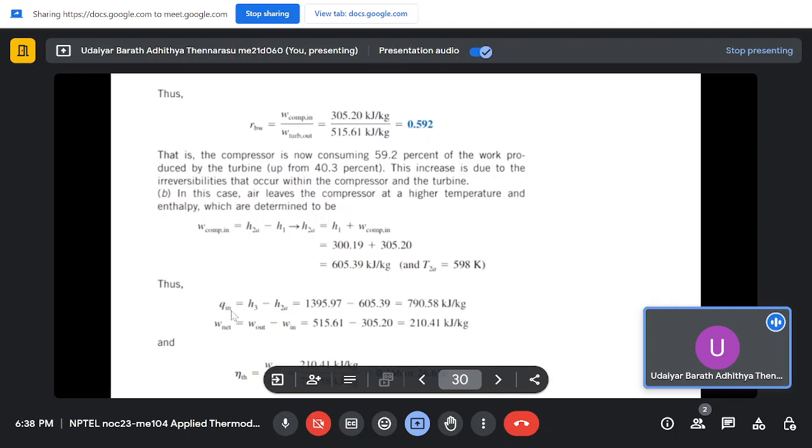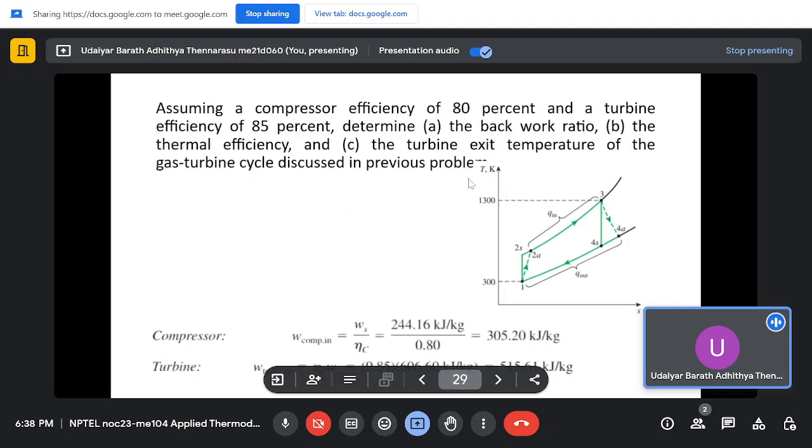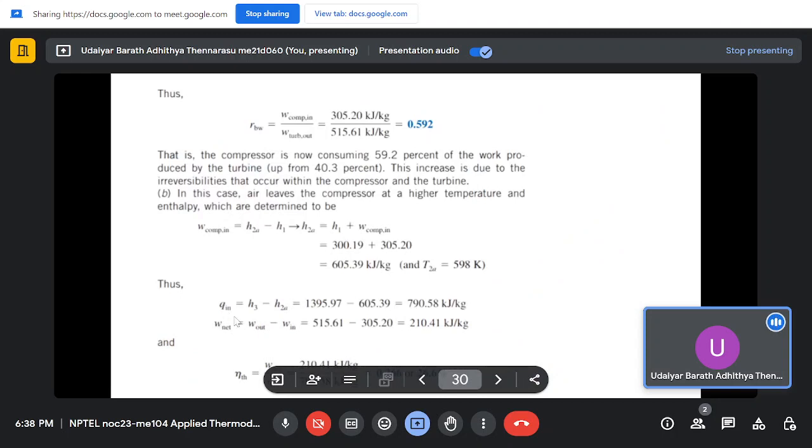and Q in is H3 minus H2a. So H3 is 1395.97 and H2a is 605.39. So the Q in is 790.58 kilojoule per kg. H3 remains the same as the previous one, and the net work is W out minus W in. So W out is 515.61 minus 305.2, which will come out to be 210.41.